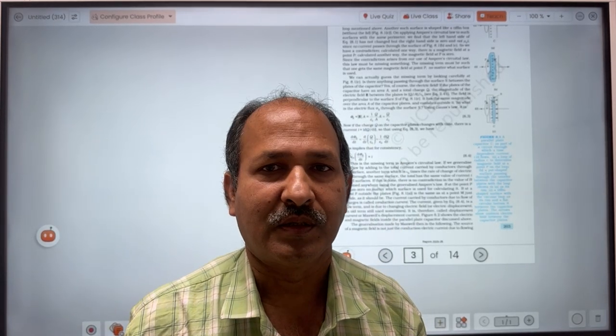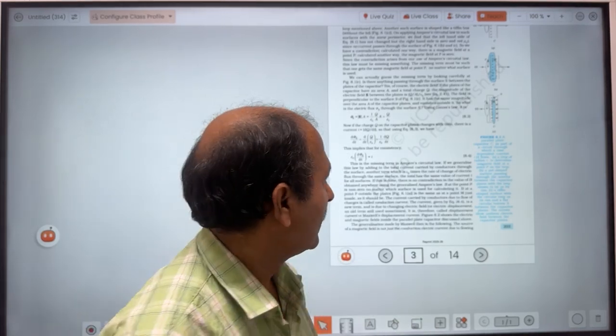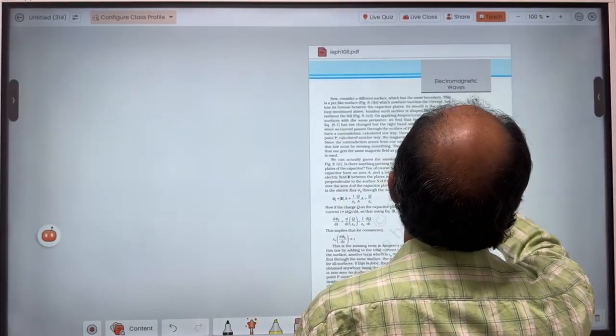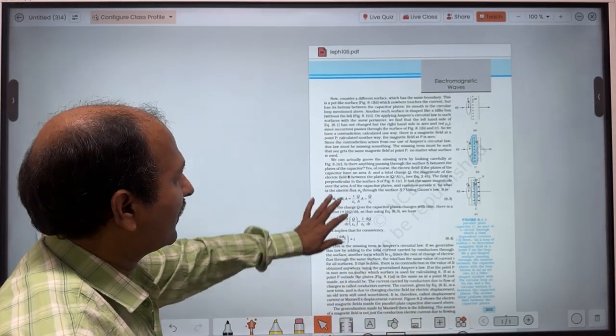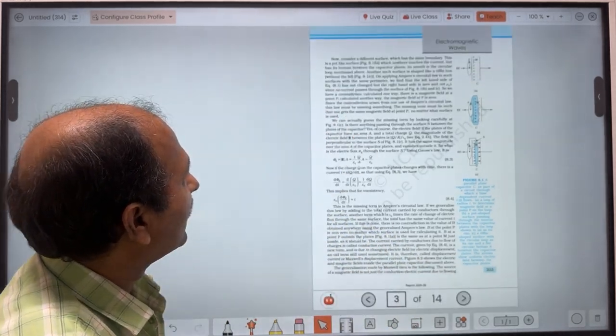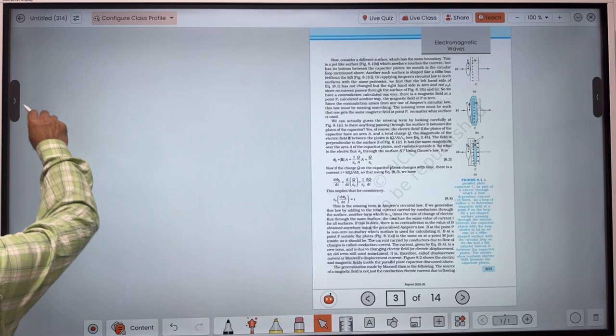Today we are going to start chapter number 8 of class 12 physics. So here the chapter name is Electromagnetic Waves. First of all, we will see what is displacement current.